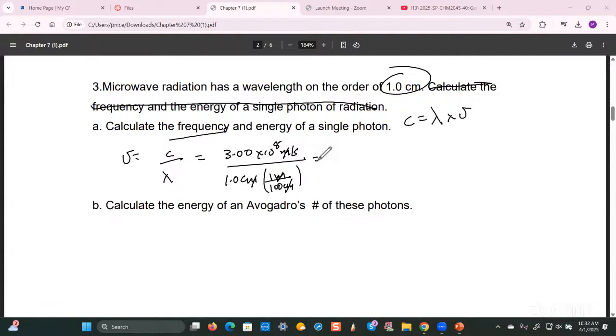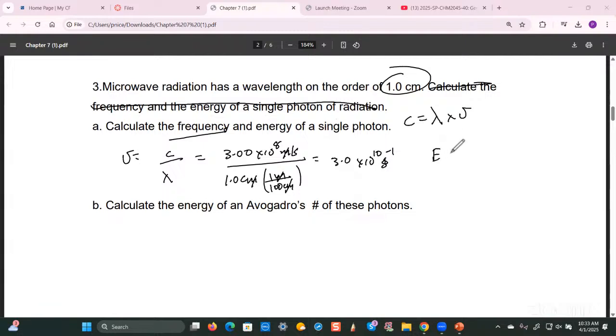You can do the calculation here, 3 times 10 to the 8, divided by. Okay, so according to my calculations, this works out to be equal to 3.0 times 10 to the 10, and the units here would be seconds to the minus 1, or hertz. So that answers the frequency part.